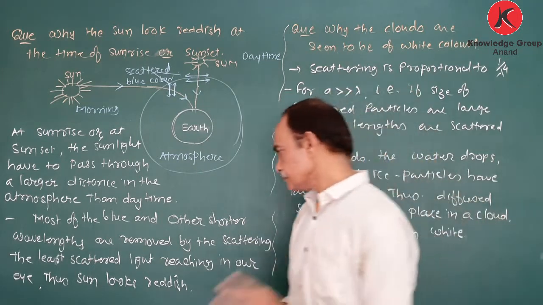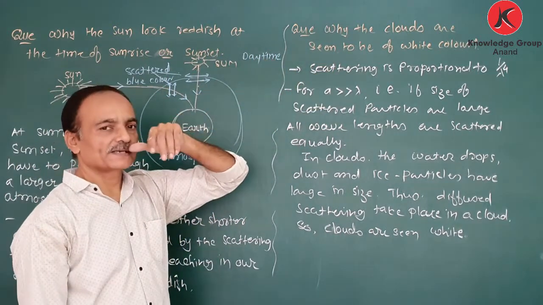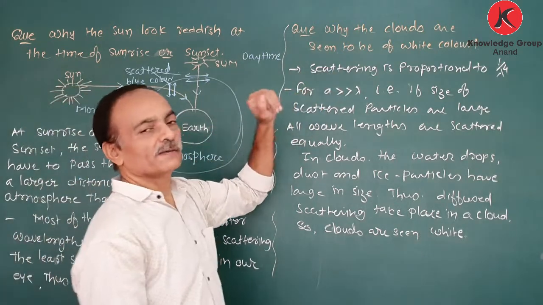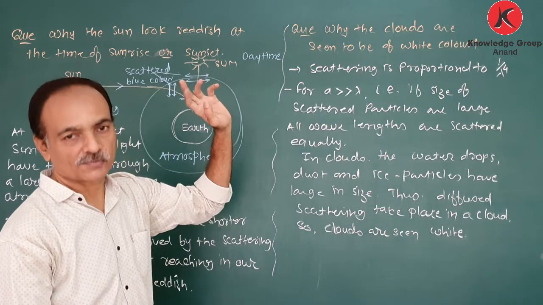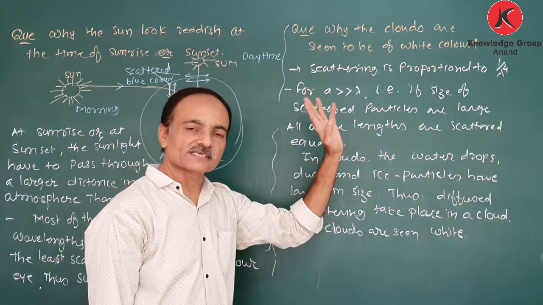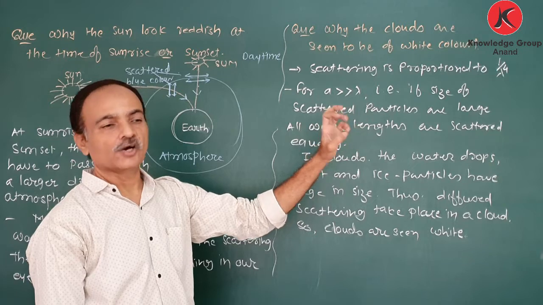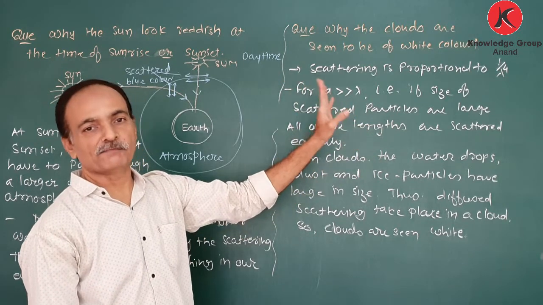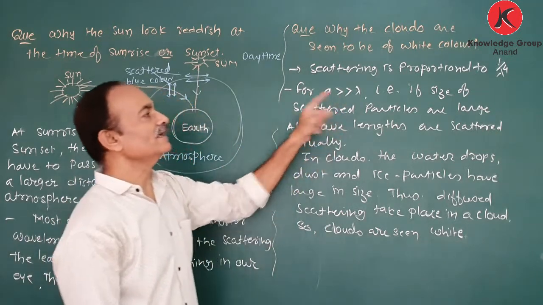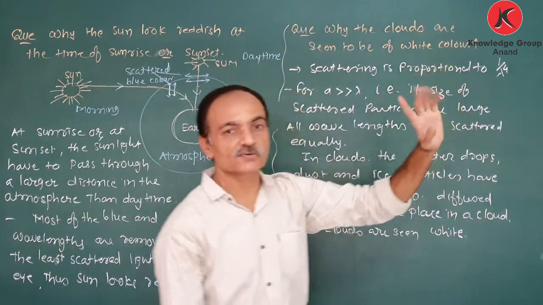Okay. Now, what is next? Why are the clouds seen to be white during the daytime? Now we know that the scattering is proportional to 1 upon lambda to the power 4. But here in a cloud, which particles are present? Generally water drops, ice particles, dust particles with a larger size compared to the molecular particles. And due to that reason, here in a cloud, the scattering does not occur with 1 upon lambda to the power 4.